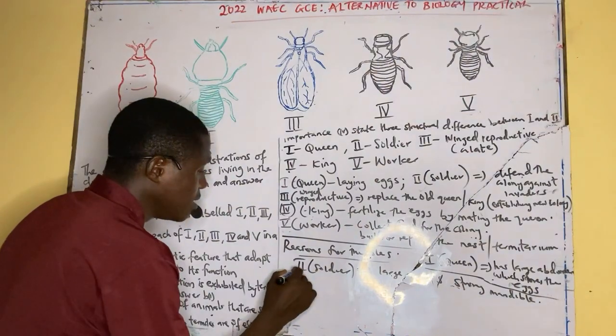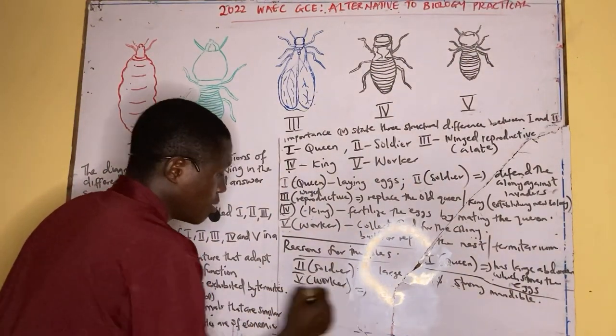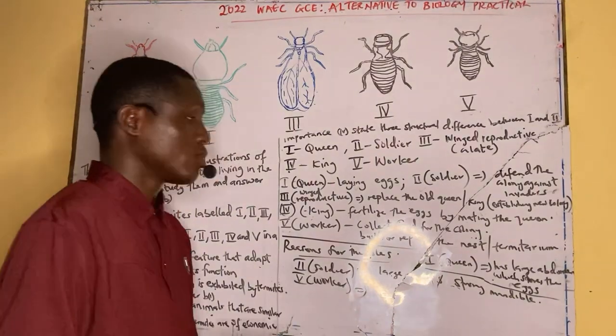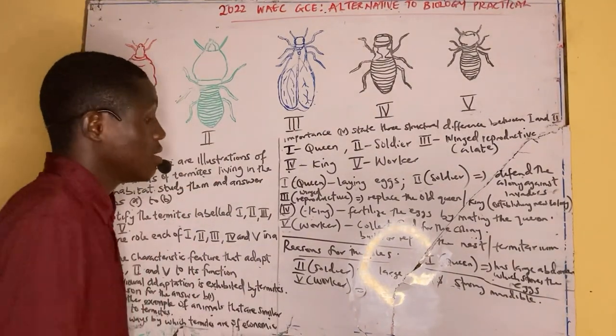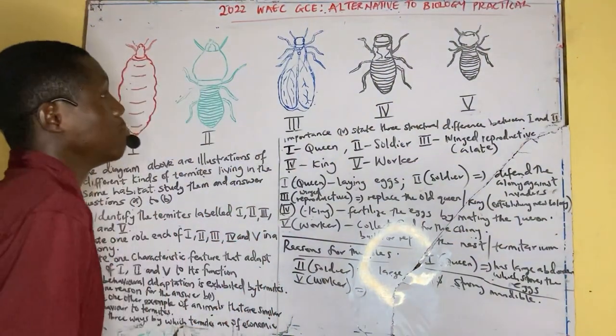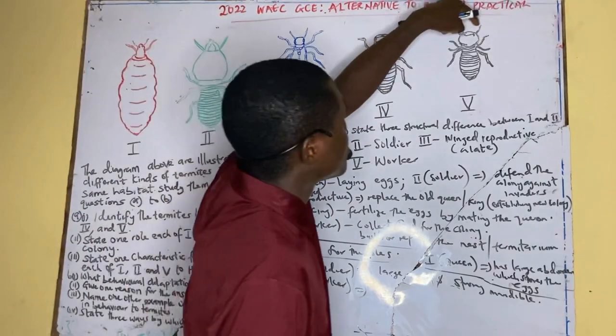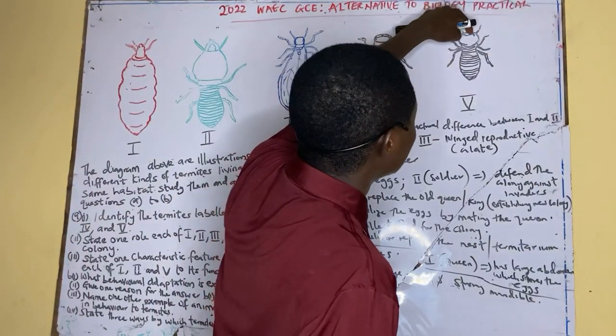While the worker, which collects the food and also repairs the nest, what makes it perform that? Number one is that it has well-developed mouth parts. You can see it when they have this mouth part.